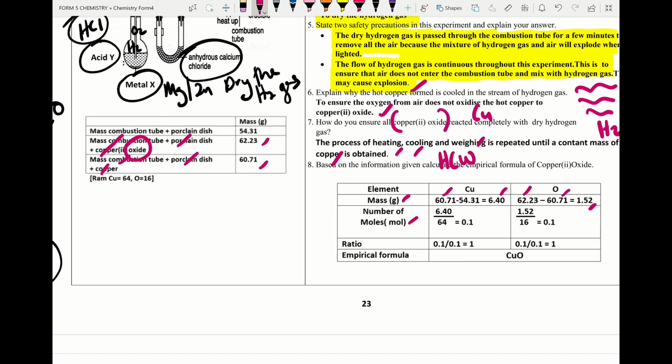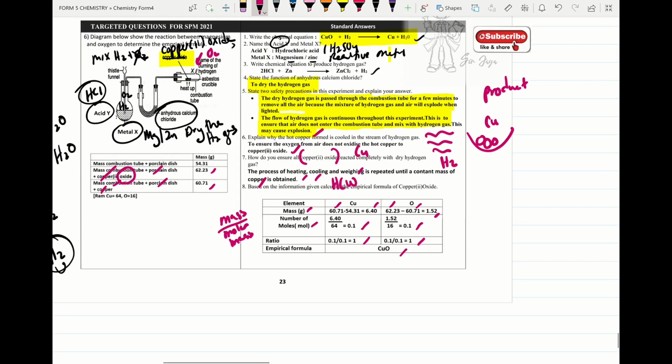How to find the number of moles? We will take the formula mass over molar mass. So please use mass over molar mass. So we will already have 0.1. Then we find the ratio and we determine the empirical formula.